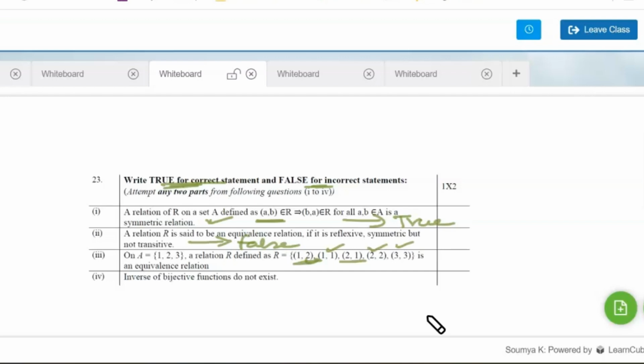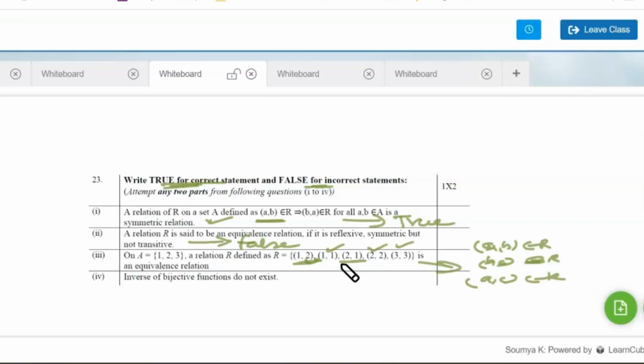Okay, and transitivity is also satisfied. So transitivity says when (A, B) belongs to the relation and (B, C) belongs to the same relation, then (A, C) also belongs to the same relation. So that is also satisfied in this case. That is why this is true.